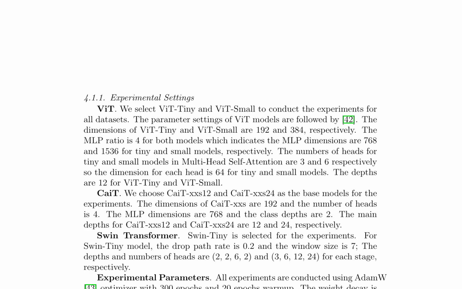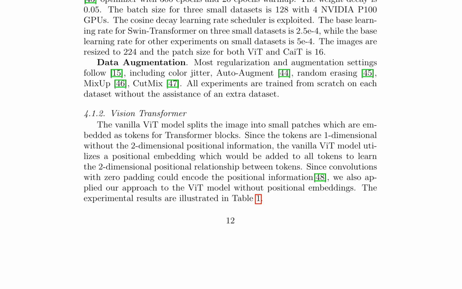The models are also evaluated on the relatively large dataset ImageNet 1K and COCO for object detection and instance segmentation tasks. The experimental settings for the models include parameter settings, dimensions, and depths, with the AdamW optimizer used for 300 epochs and 20 epochs warm-up. The batch size for the three small datasets is 128, utilizing 4 NVIDIA P100 GPUs.